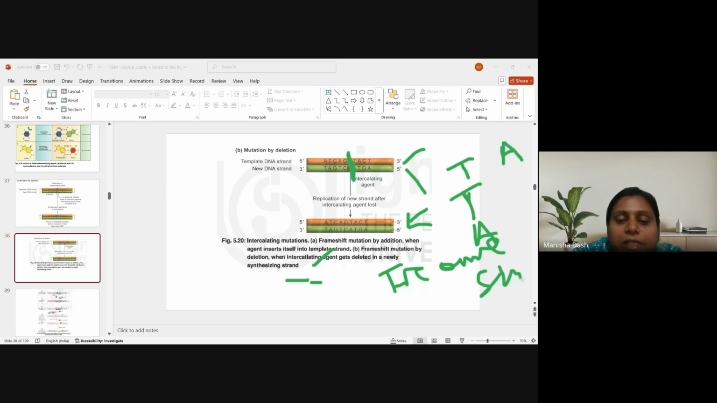Because of this insertion and deletion, it will lead to a frame shift mutation. So DNA intercalators are too dangerous as they can induce both insertion and deletion, leading to a frame shift mutation. If anyone has any question till now, you can ask, or else we will move to the DNA repair process.